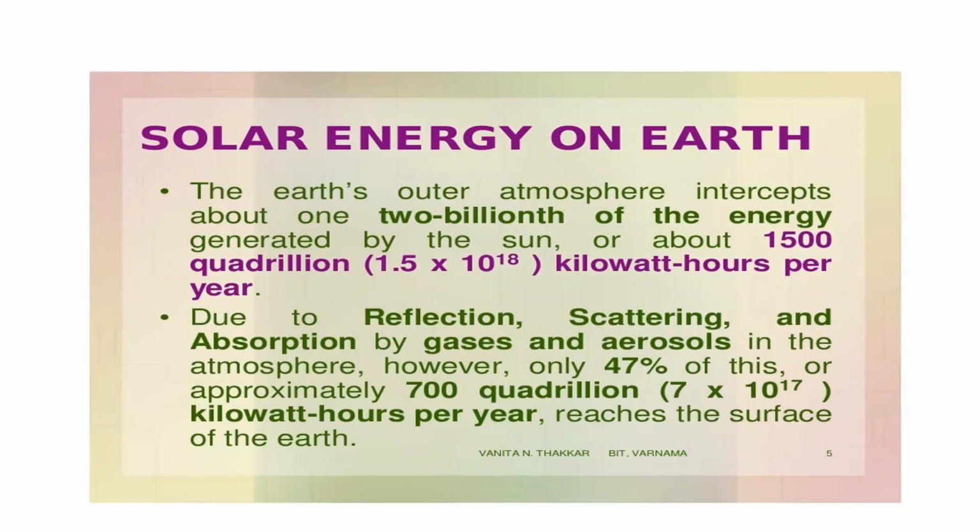Due to reflection, scattering and absorption by the gases and aerosols in the atmosphere, however, only 47% of this, or approximately 700, reaches the surface of the earth. Previously I have told you like 51% we assumed it, but maximum to maximum we can go up to 51.